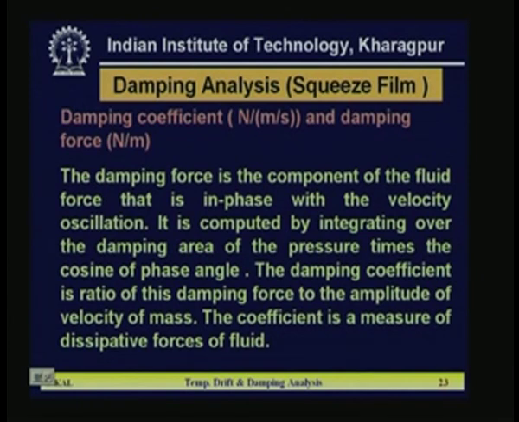Now, the damping coefficient and damping force. The damping force is the component of the fluid force that is in phase, as I mentioned, with the velocity oscillation. It is computed by integrating over the damping area the pressure times the cosine of the phase angle. The damping coefficient is the ratio of this damping force to the amplitude of velocity of the mass. The coefficient is a measure of the dissipative forces of the fluid. Fluid means what, either gas or liquid. Normally gases are used with certain pressure. So, that is how much dissipative force you are going to apply on the squeeze film, that is going to be decided by the damping factor. So, we have to select the damping factor, and in our design specification it is 0.7 plus minus 2, we have to achieve that goal.